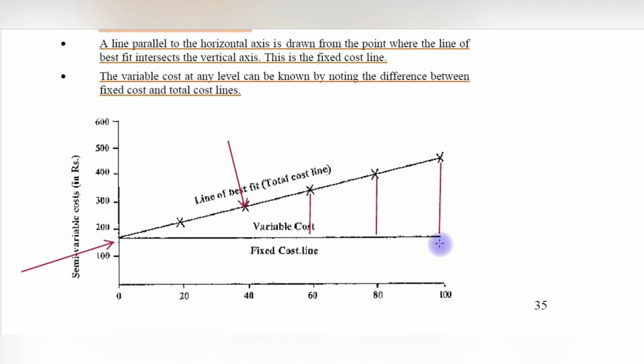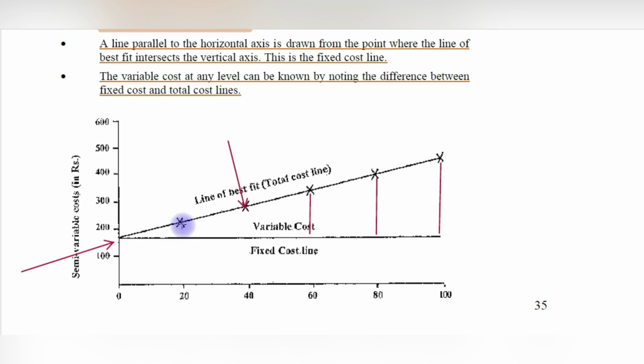Now, if we draw a straight line parallel to this one, this line is called the fixed cost line. For 20 units, for example, let's say this is 220. So, for 20 units of output, the total expenses are 220 rupees, whereas the fixed cost is, say for example, 190.